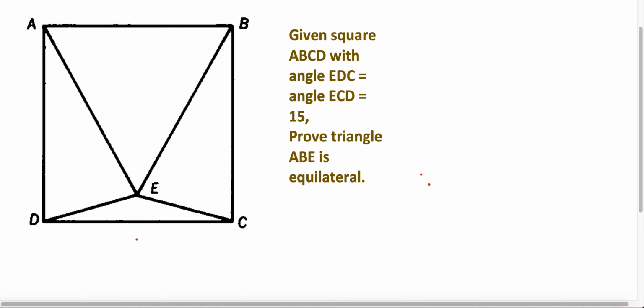ABCD, with the angle ADC and the angle ECD equal to 15 degrees. Prove triangle ABE is an equilateral triangle. So we want to prove this triangle here, ABE, is an equilateral triangle. Let me take the information we have here.